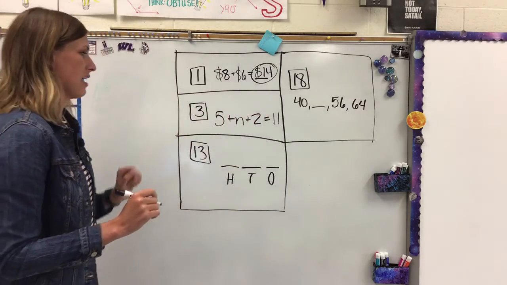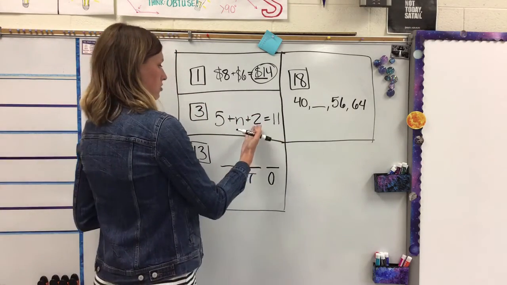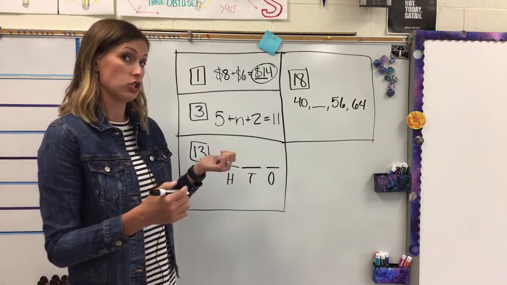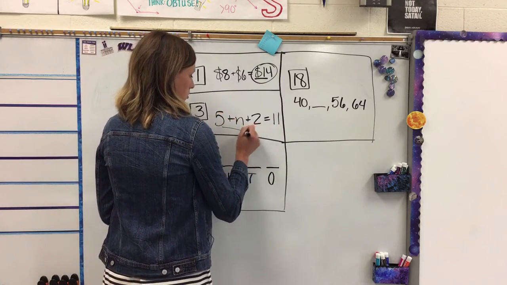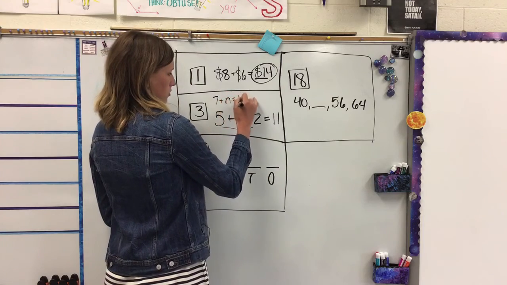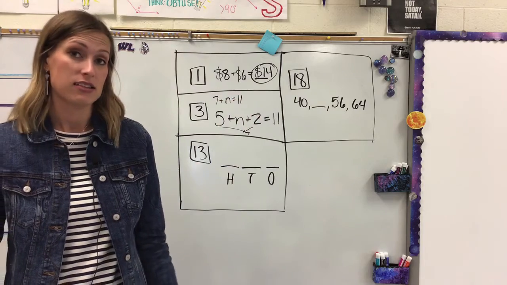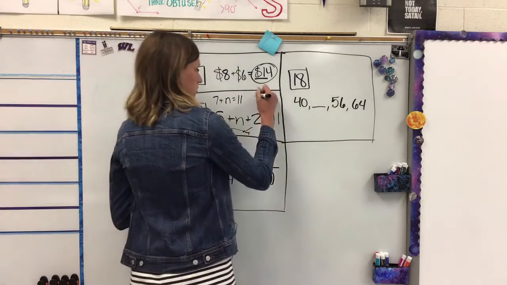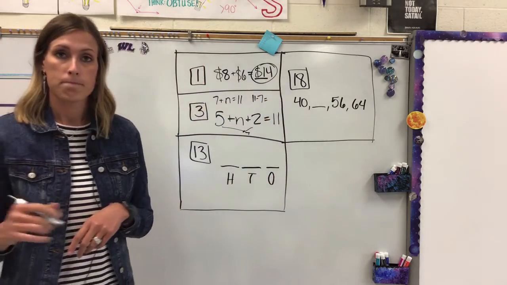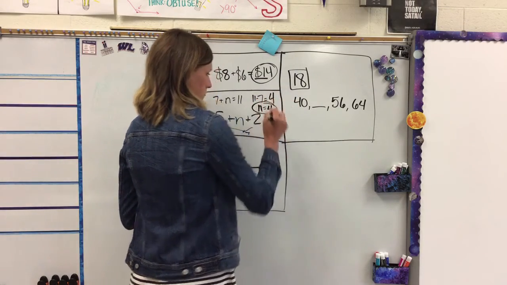Next, we've got a missing add-in problem. 5 plus n, we don't know what n is, that's what we're trying to figure out, plus 2 equals 11. Well, first let's add together what we do know. We do know 5 and 2, so we're going to do 5 plus 2. 5 plus 2 gives us 7. So 7 plus another number equals 11. Well, now we've got a missing number in addition sentence. All right, to find the answer, we're going to subtract. So 11 minus 7 equals 4. Very good. So n equals 4.